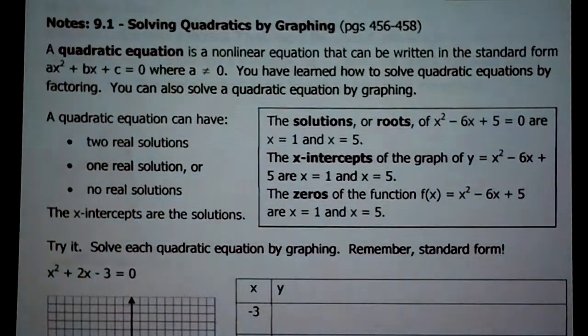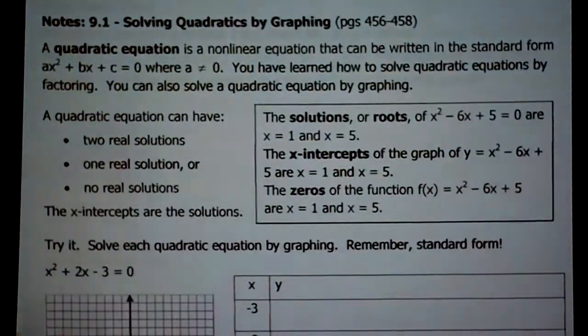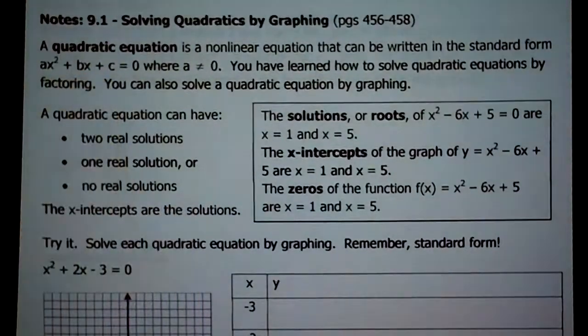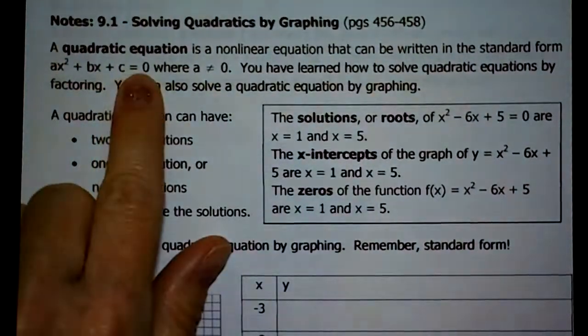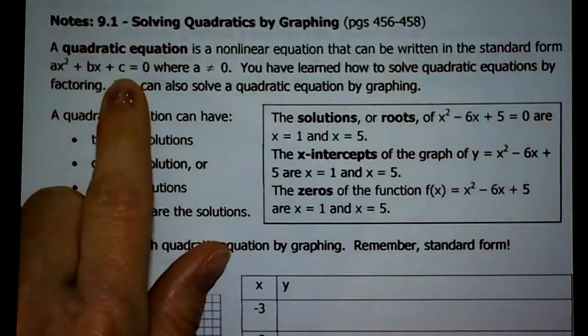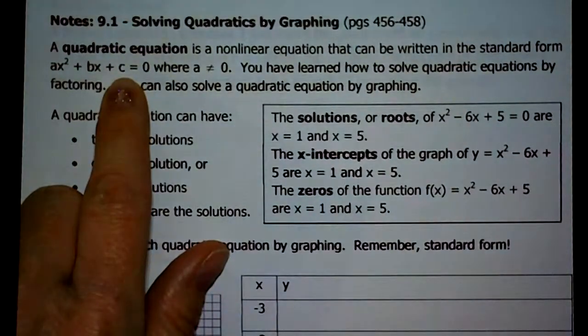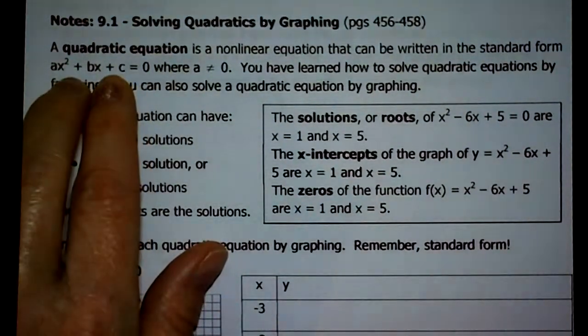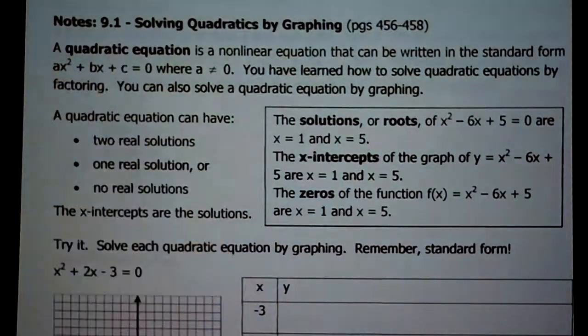I'm sure we've discussed in class the fact that you have already been solving quadratics without even knowing it. You've been solving quadratic equations by factoring, because right here, this ax squared plus bx plus c equals 0, that is the equation you've been factoring in the polynomial unit. This is also the standard form of a quadratic equation. So this unit, we're going to look at several ways to solve a quadratic equation.